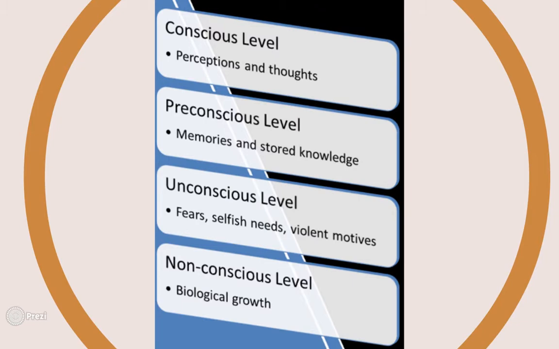Now, there are 4 conscious levels that we'll talk about. Your waking conscious level is going to be your perceptions, your thoughts, your feelings, and your actions. Your pre-conscious level will be memories and stored knowledge, and your unconscious level will be fears, selfish needs, violent motives. So when you write that down, next to that you need to write Freud, because you remember that when we talk about the psychoanalytic perspective, Freud believed that fears, selfish needs, and violent motives came out in our unconscious, and it seeped into our conscious mind and came out into our actions. But we'll talk about that a little bit later.